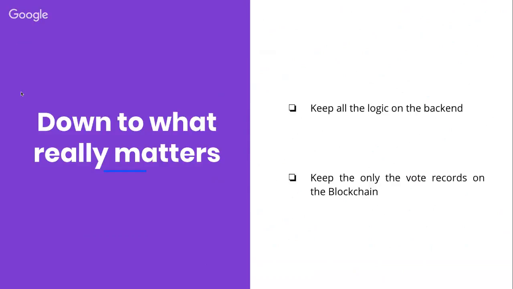So how about we keep all the logic on the backend and keep only the vote records on the blockchain? How can we do that? Using events, we can pretty much strip everything from the smart contract. Pretty much make a contract that can only be accessed by the backend wallet, only emits votes, and it does all the authentication, all the logic on the backend. So you can save a lot of cost doing that.